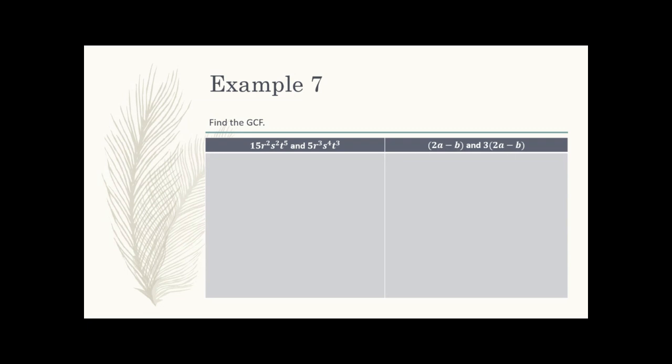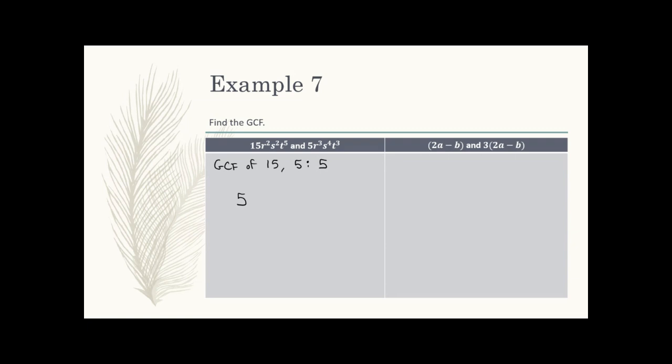Next one. These are getting a little more complicated. On the left, we have 15r squared s squared t to the fifth and 5r cubed s to the fourth t cubed. Again, I'm going to start with the numbers. I'm looking for the GCF of 15 and 5, the biggest number I can divide out of both. Well, the biggest number I can divide out of 5 is 5, and that also goes into 15. So our GCF is 5.